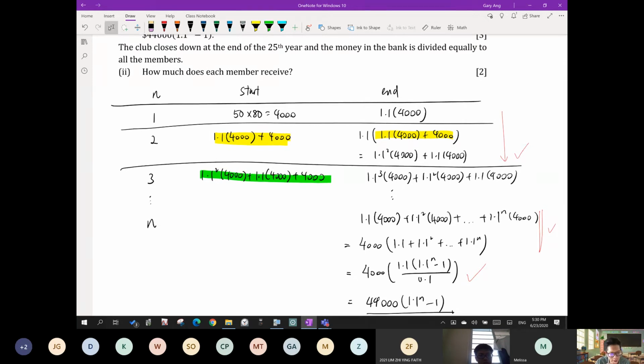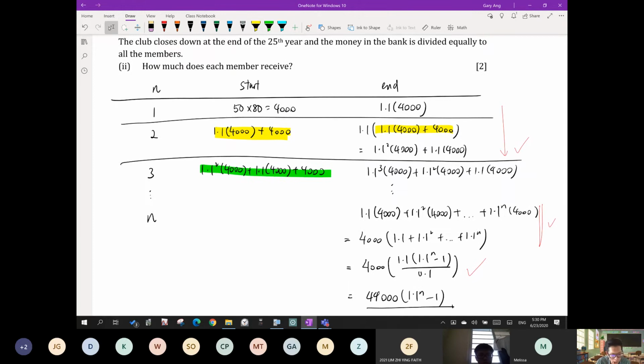Okay, so the club closes down, voting, at the end of 25th year. And the money in the bank is now divided equally to all members. I want to join this club. I don't know what kind of club is this. Okay, then how much does each member receive? Okay, this is a primary school question if you ask me. Seriously. Okay, now all you need to do is to find out how much money you have, how many members you have, and then take the money, divide by the number of members, done, right? Correct or not? Seriously, is that simple, right?